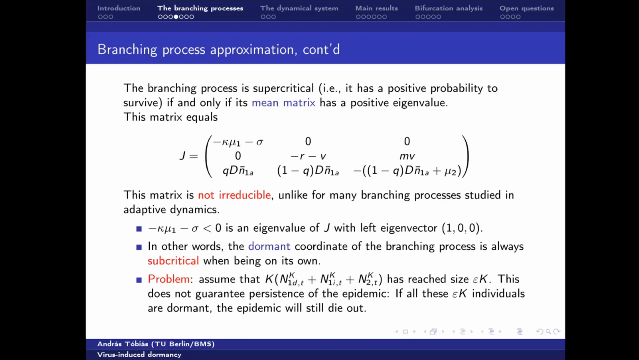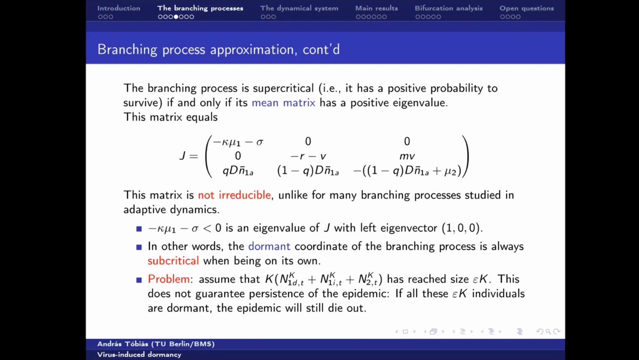And apparently there is, because if you look at the mean matrix of this branching process, so first of all, I should say, what is the mean matrix? Basically, we have 3 coordinates here: dormant, infected, virus. And in each entry of the matrix, you have the average number of individuals of type J produced by individuals of type I. So here, number of dormant individuals produced by dormant individuals. This is a negative number because dormant individuals can only die or resuscitate. So this is minus kappa mu1 for the death and minus sigma for the resuscitation.